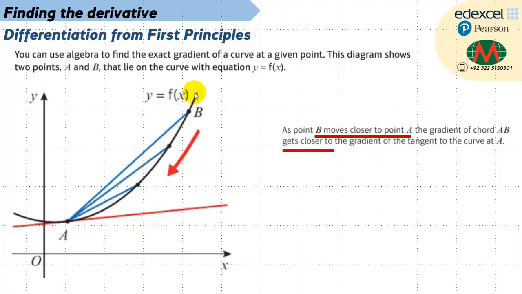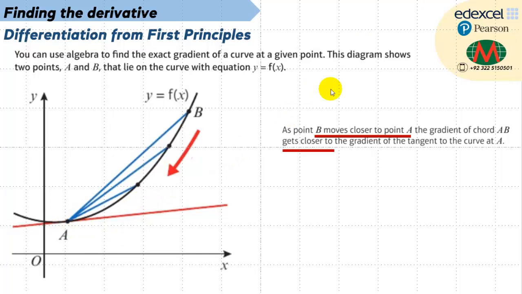Suppose we have a function y is equal to f of x, and this black curve is the graph of that function. On this curve, there are 2 points, A and B. If we join these 2 points A and B, we can find the gradient of the line AB. Now let's suppose this point B moves towards point A on the curve in this direction.